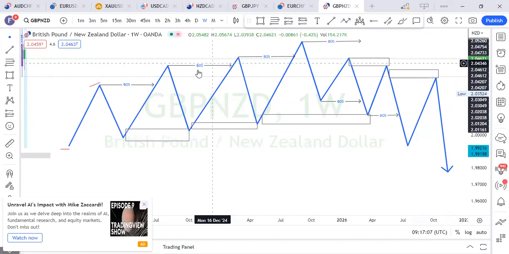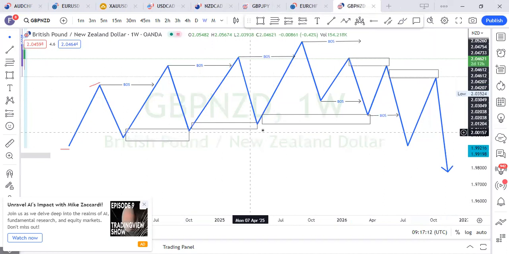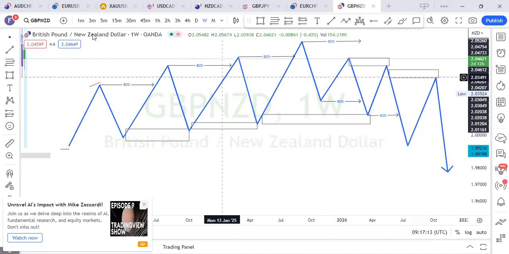Once you see this BOS break to the downside, it signifies that this market is trending down. If it's to the upside, it means the market is trending to the upside. Let me take you to the live chart and then show you something.